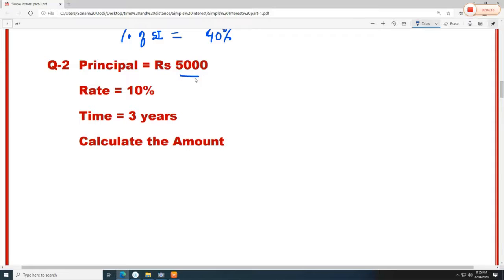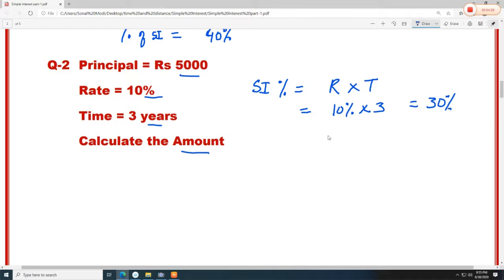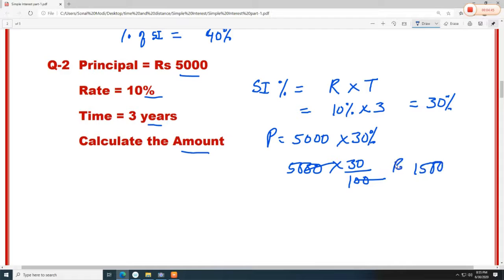Principal amount is 5000, rate is 10% and time is 3 years. Calculate the amount. So now you have to find out the simple interest percentage. It is R into T. So R is 10%, time is 3 years, so 30%. Now the principal amount is 5000 into 30%. So 5000 into 30 upon 100. So that comes to 1500.